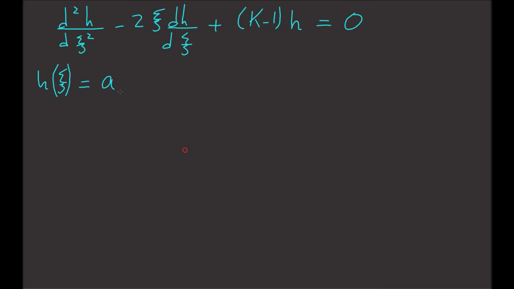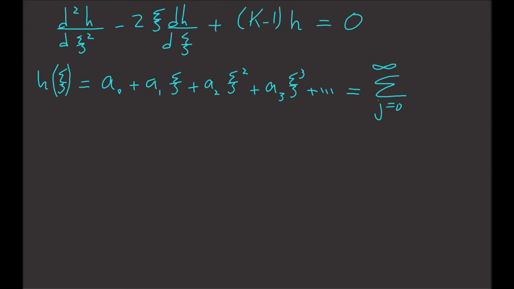So h of squiggly is equal to some constant a naught plus a1 times squiggly plus a2 times squiggly squared plus a3 times squiggly to the third plus dot dot dot. You see the idea? In general terms, this is equal to the sum when j starts from 0 all the way to infinity of a sub j times squiggly to the j power, right?